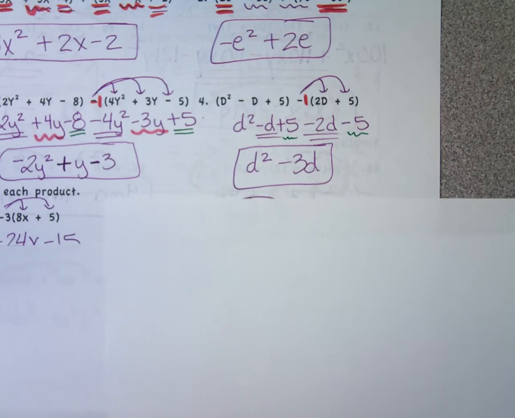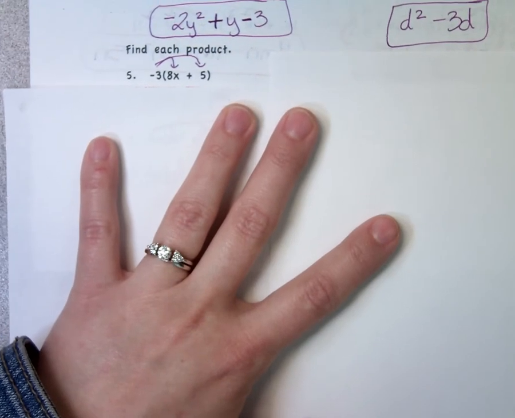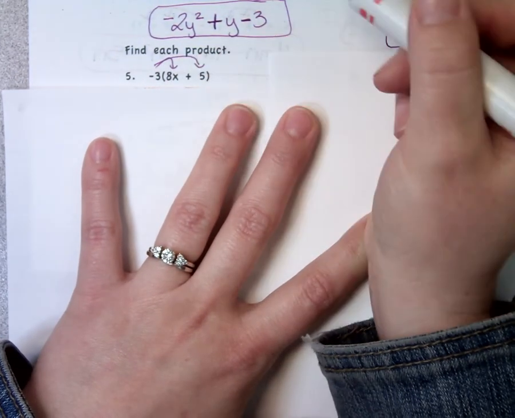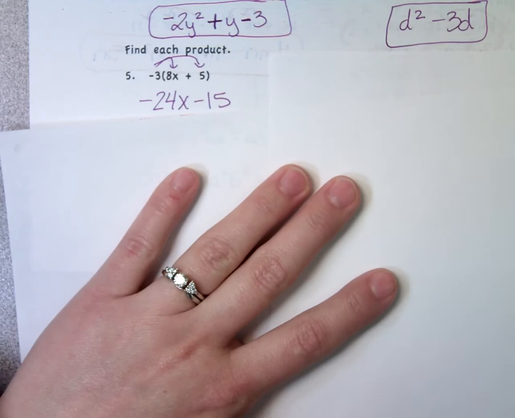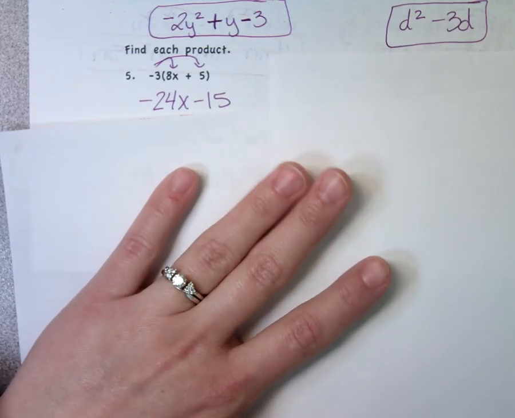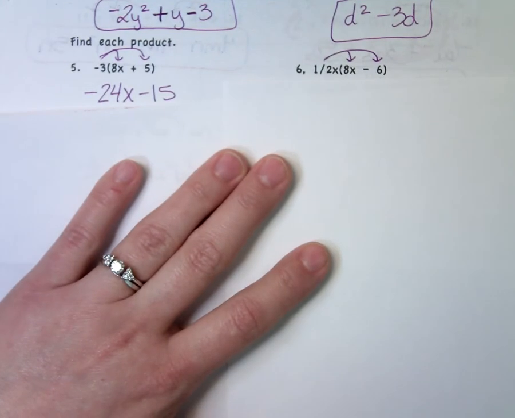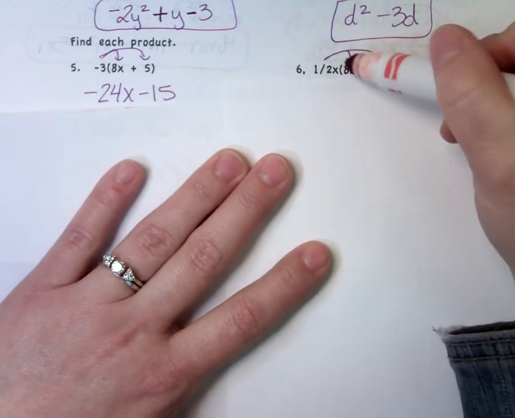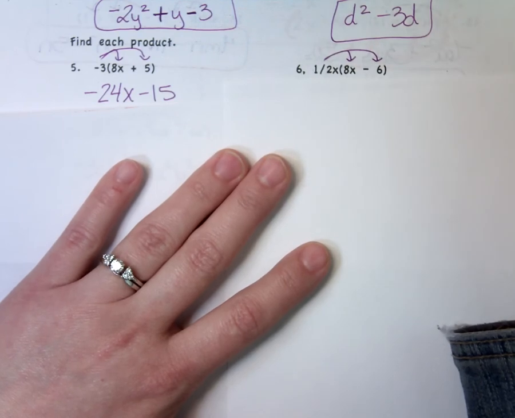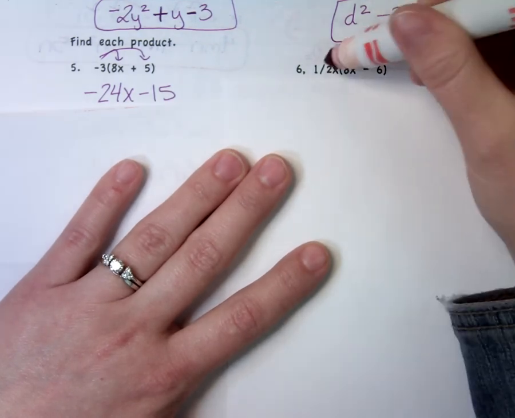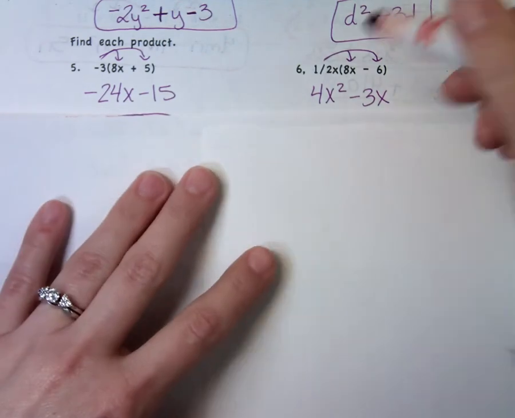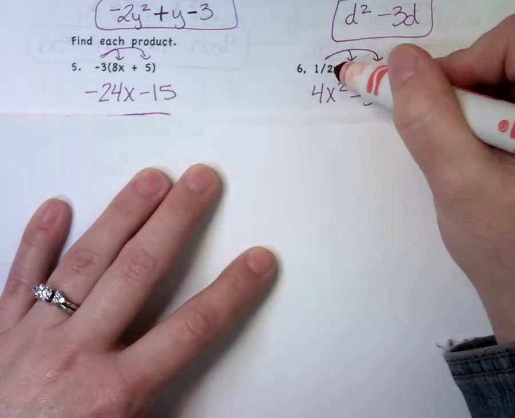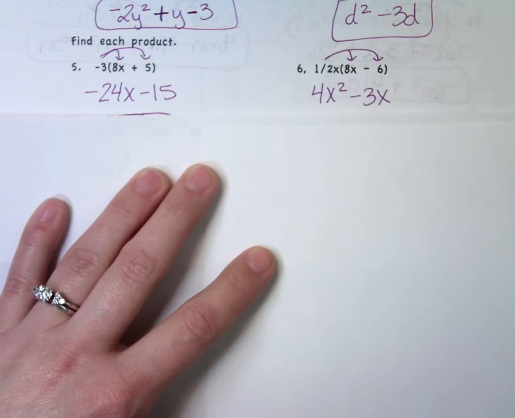Okay, number 5. Because I have a number smushed against the parentheses, I am going to distribute, which means multiply the outside number with everything inside. And if you do that, you get a negative 24x minus 15. On number 6, same situation. I have something smushed against the parentheses, so I'm going to distribute. I'm going to multiply the outside number with everything inside. And half is easy to work with. Half of 8 is 4, and x times x is x squared. And half of a negative 6 is negative 3, and x times nothing else is still just an x.